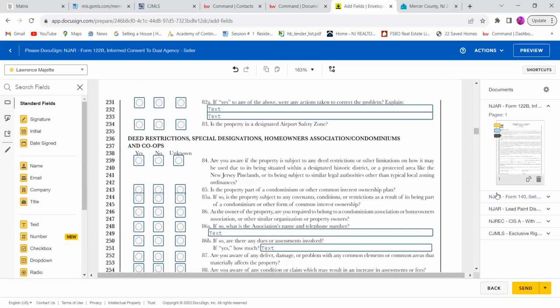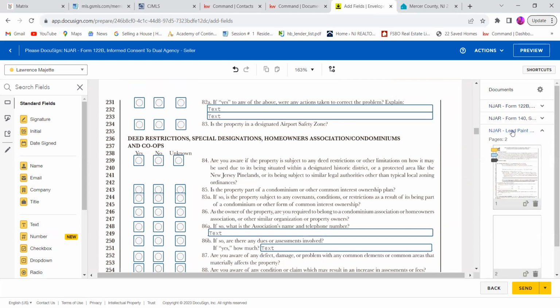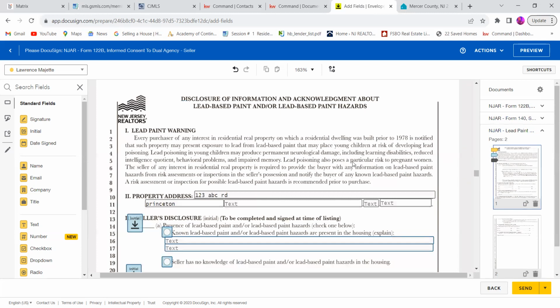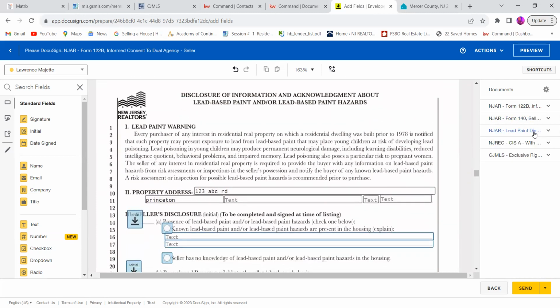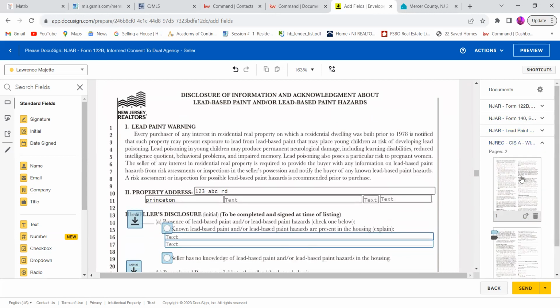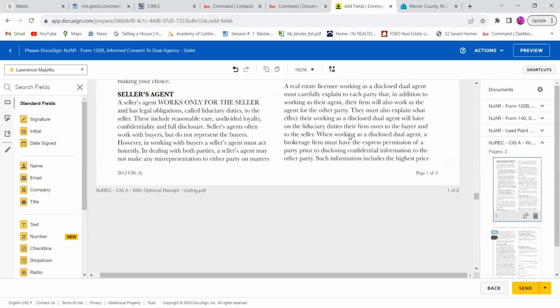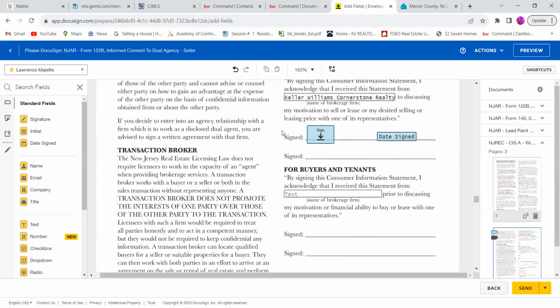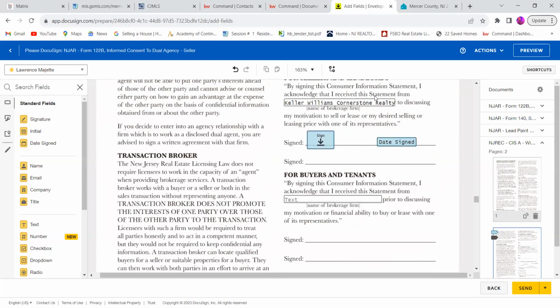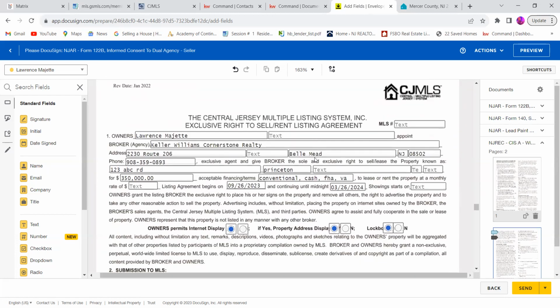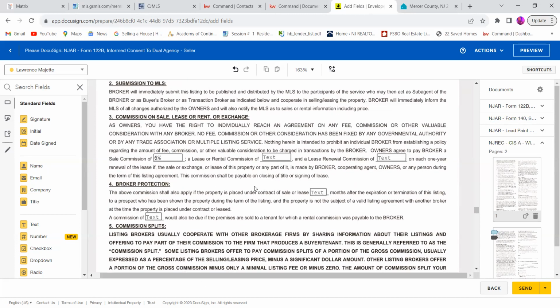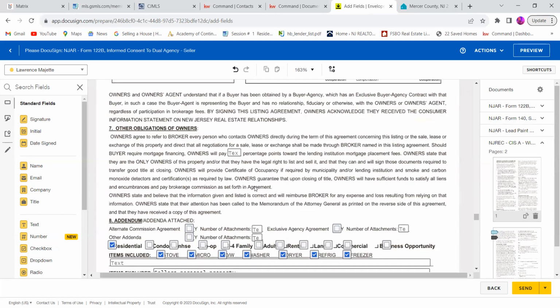So we're going to scroll down to this document. No, that's the lead paint. CIS, here we go. So in the CIS form, you're going to see here that it's ready for my seller to sign. It's ready to be dated. This is our listing agreement, right? It has all my stuff.